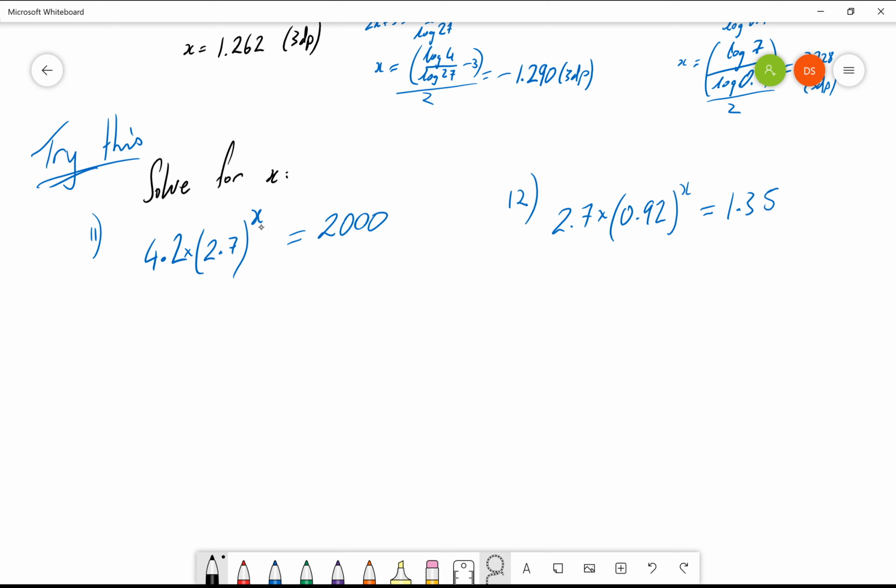Anyway, so let's try solve this. First off, before I can deal with the x and log, there's this number at the front. I'm going to divide first. And so I get 2.7 to the power of x, then 2000 divided by 2.4. Now it's the kind of question I have. This 2000 divided by 4.2 looks a bit ugly.